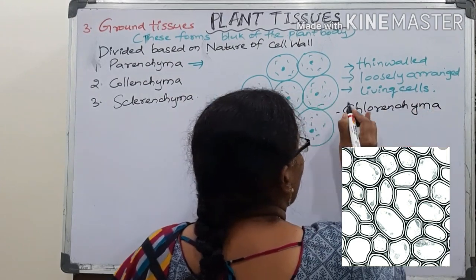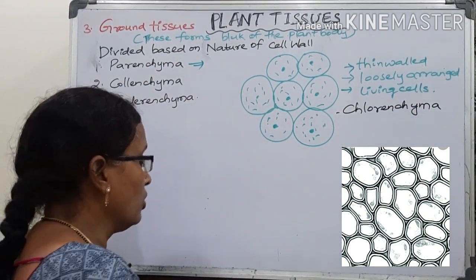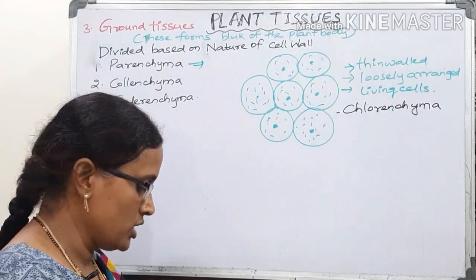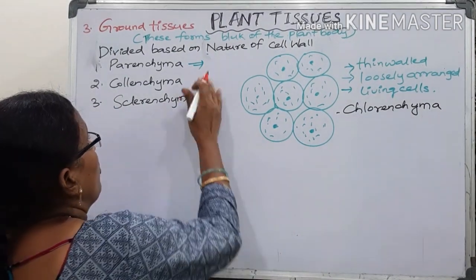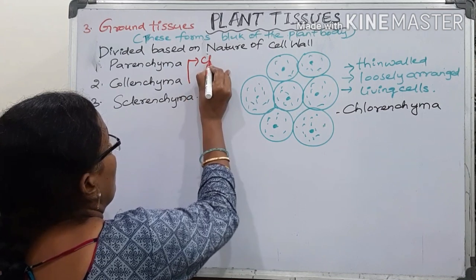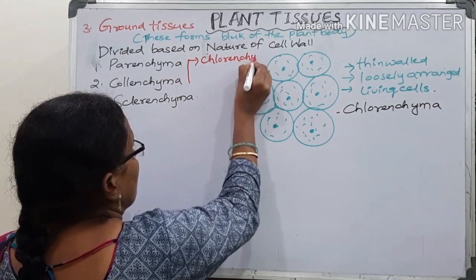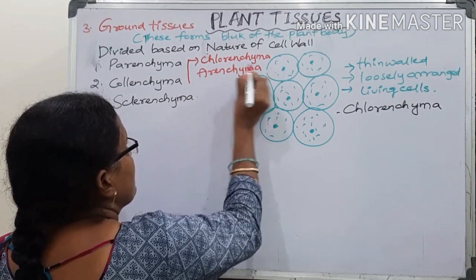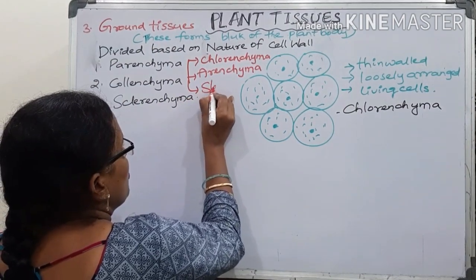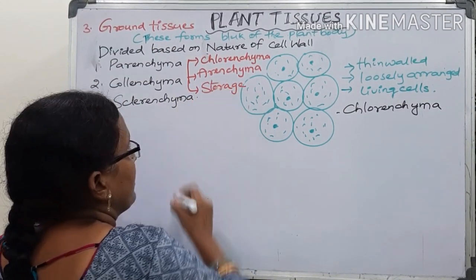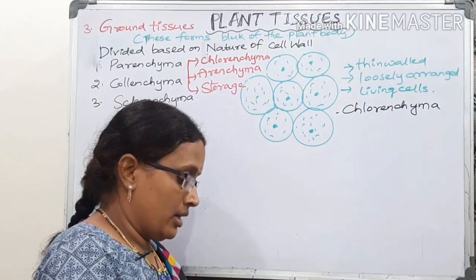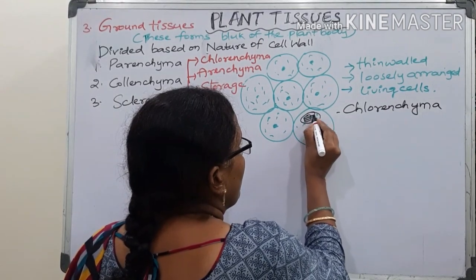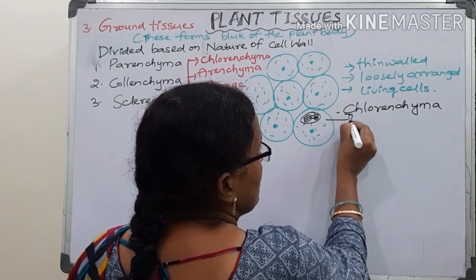What is chlorenchyma? Parenchyma is further divided into chlorenchyma, aerenchyma, and the third one, storage parenchyma. If the parenchyma contains the chloroplast, that is known as chlorenchyma.